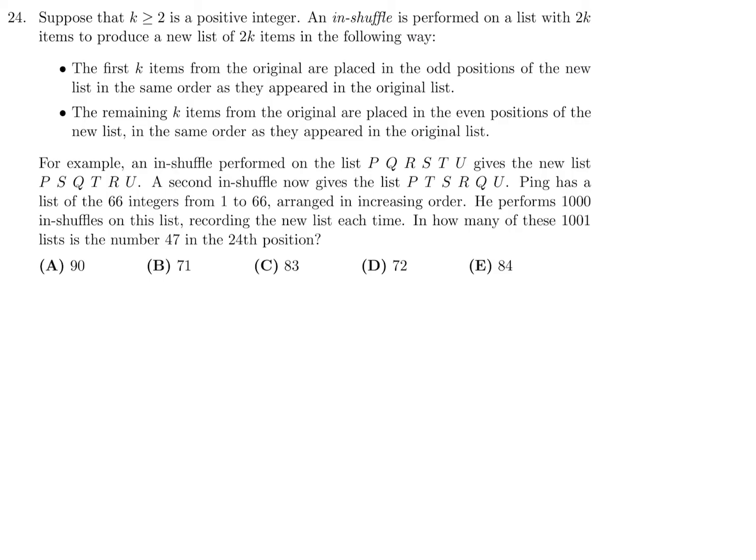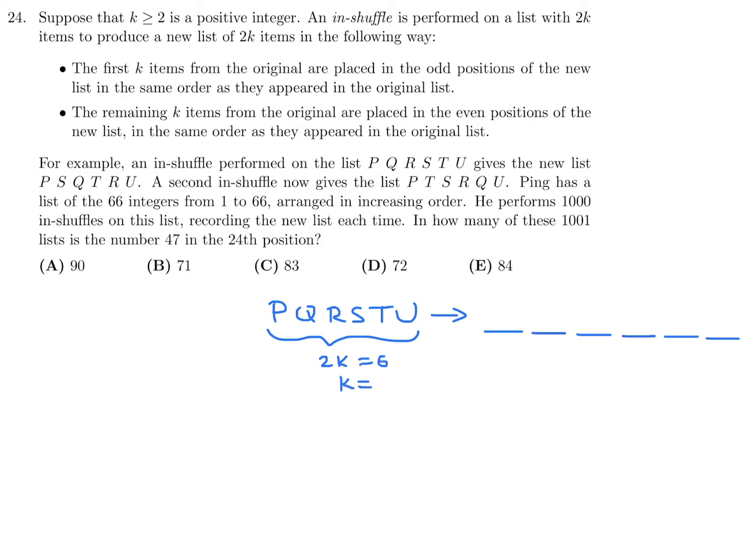Well, let's first examine this and explain it. So PQRSTU, we're going to do an in-shuffle. So there's 6 spots, right? Okay, let's just go right by the definition. This is 2k, and in this case 2k is equal to 6, so k is equal to 3. The first k items, so in this case the first 3 items, are placed in the odd positions of the new list. Okay, so these first 3 are placed in the odd positions.